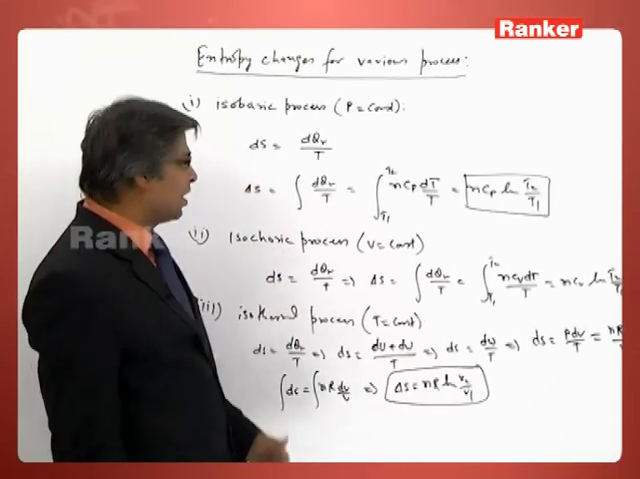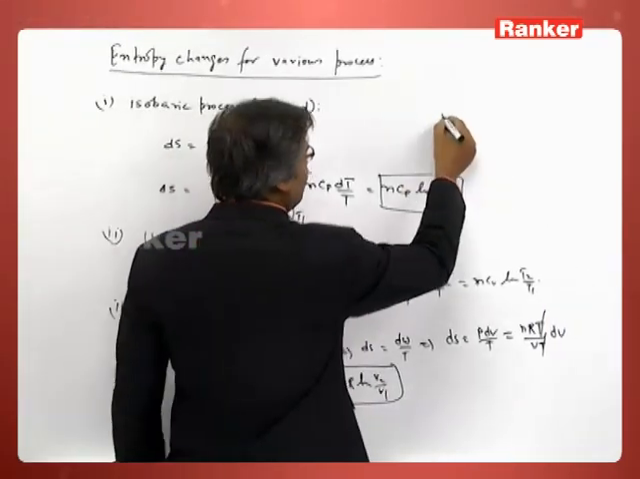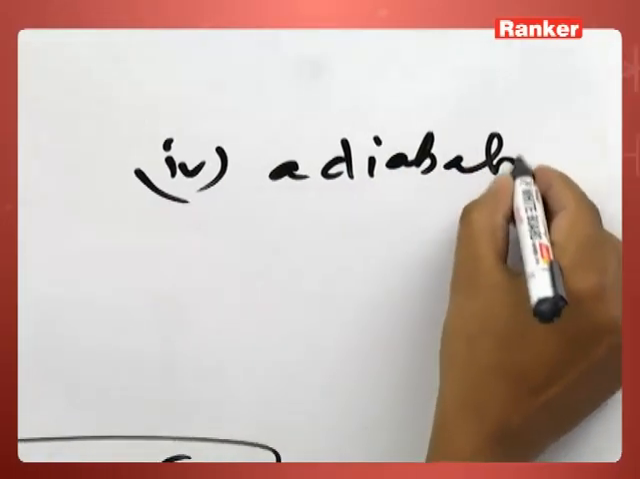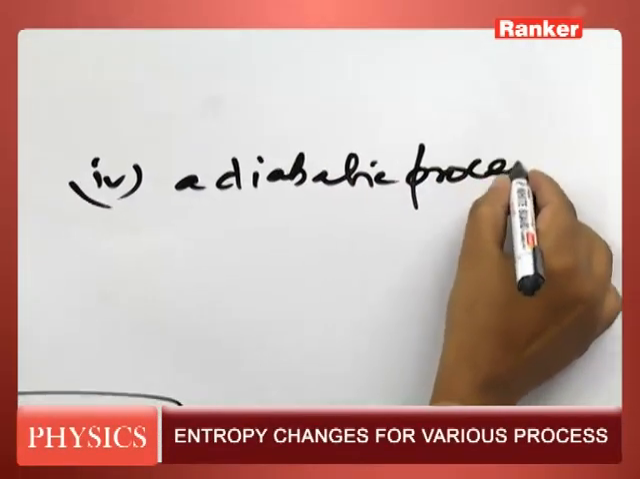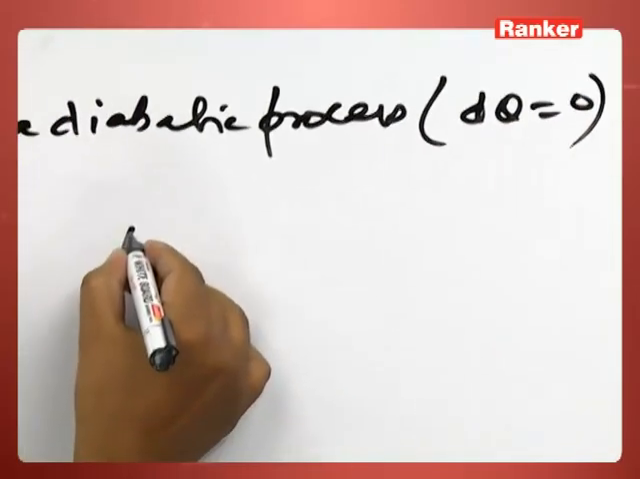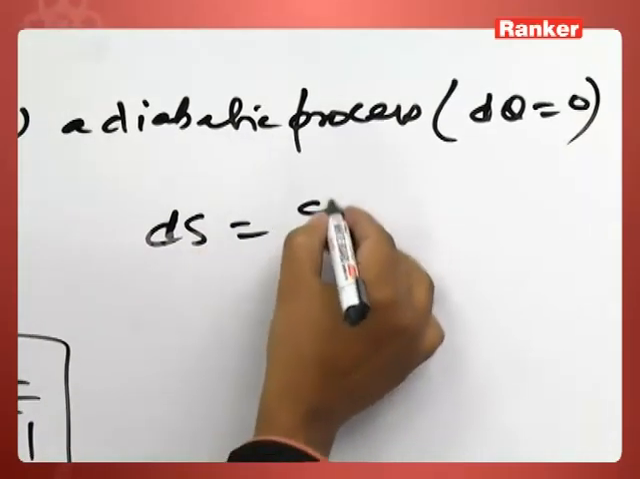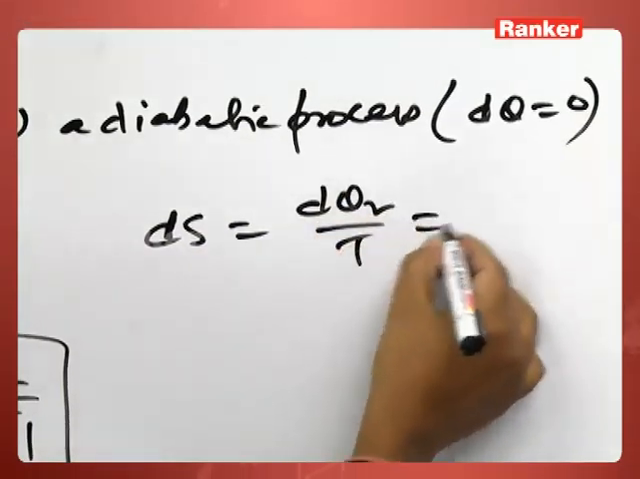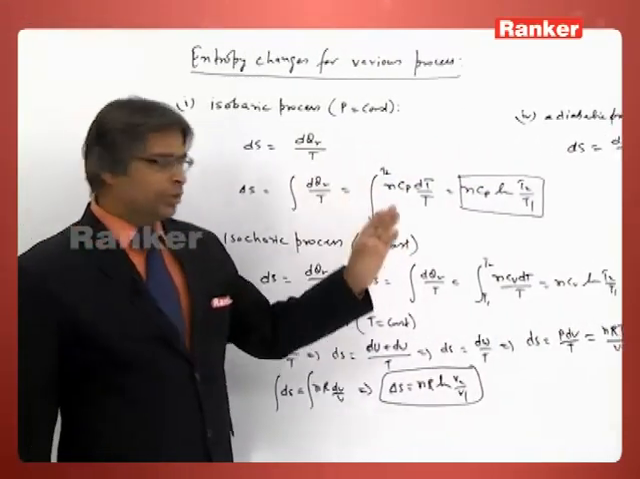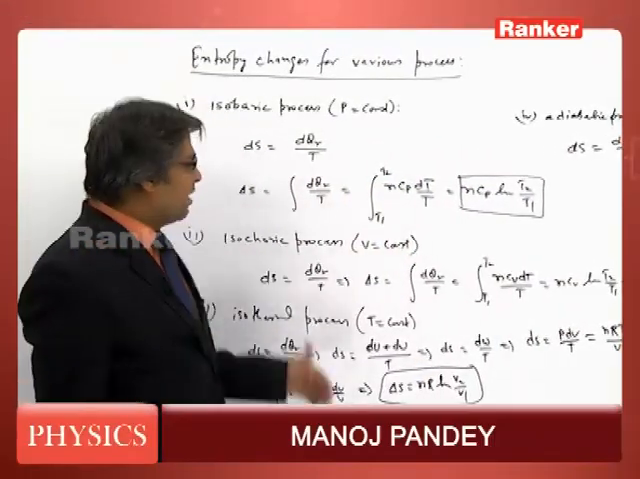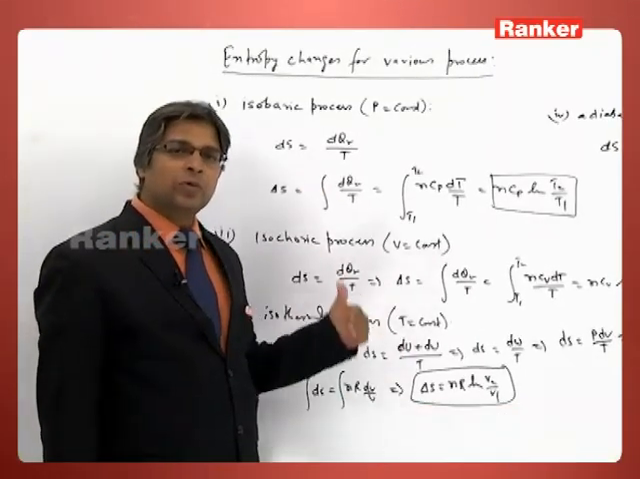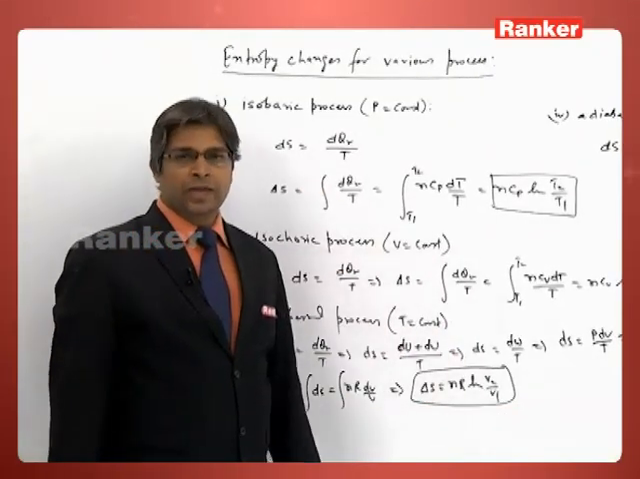So different processes are there. We can have the fourth process as the adiabatic process. Adiabatic process for which dq is equal to 0. So here we have dS is equal to dq_r by T, so that is equal to 0. So for an adiabatic process there is no change in entropy. So we have seen for different processes how the entropy in the system will change.